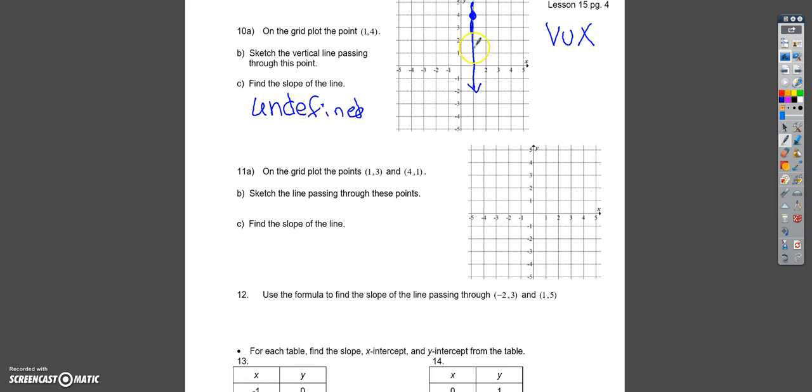If you tried to use rise over run, you could rise all you want, let's say 5, but you run 0. And if you remember, you can't divide by 0. It's undefined.